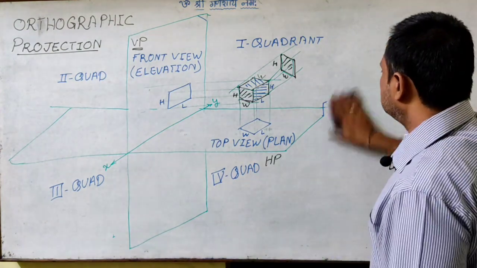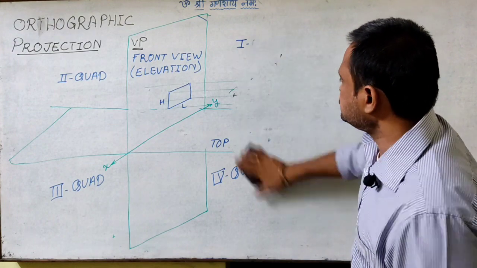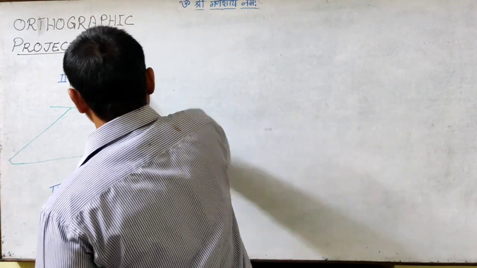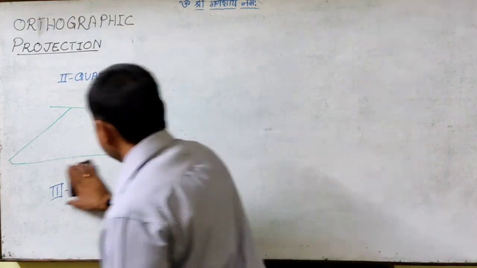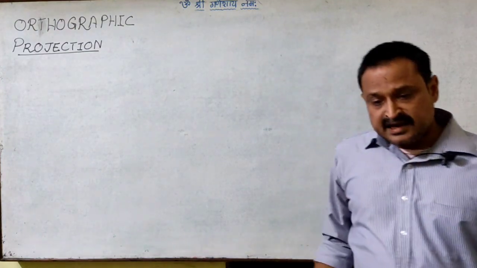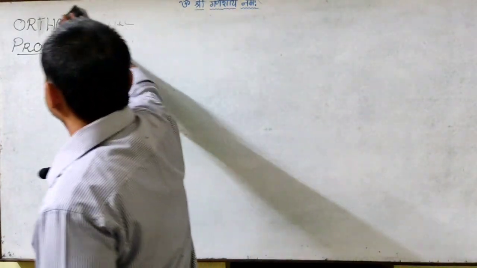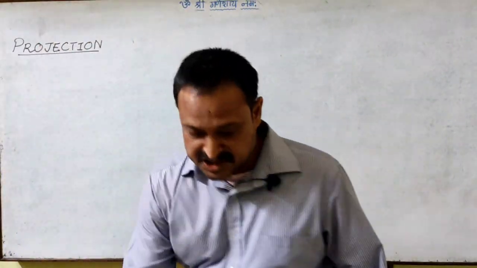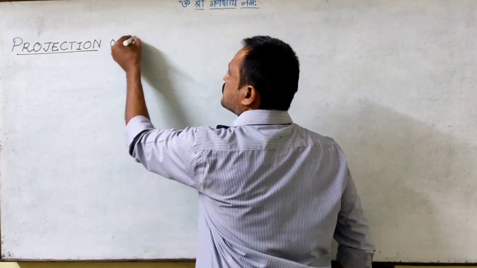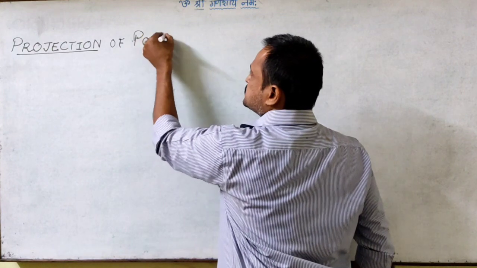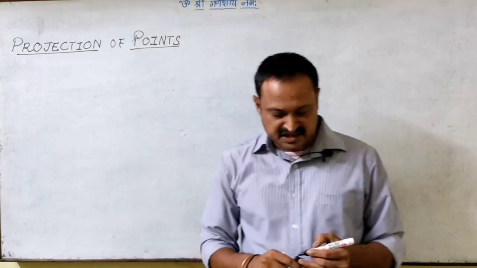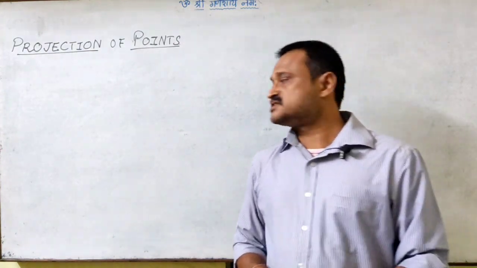So let us move our idea from projection of objects to projection of points. Now, why is point important? We will be talking about the projection of points in various conditions in the given quadrant system.